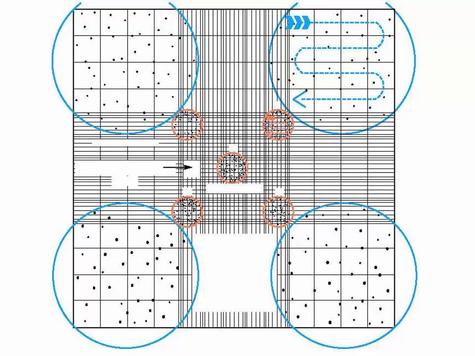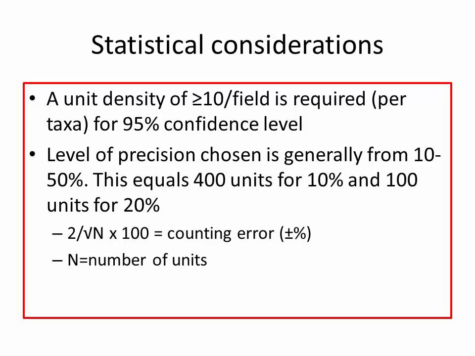So the statistical considerations of this, you need a unit density of about greater than or equal to 10 per field to get 95% confidence.